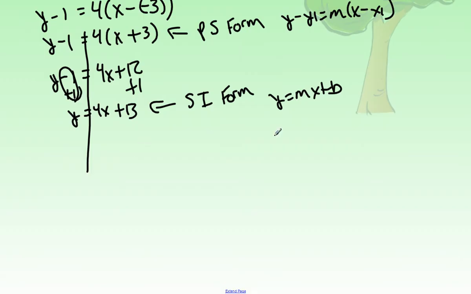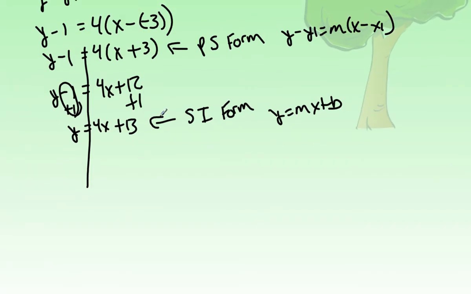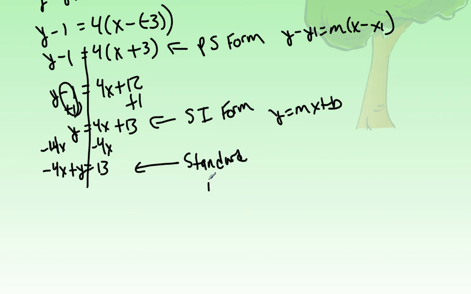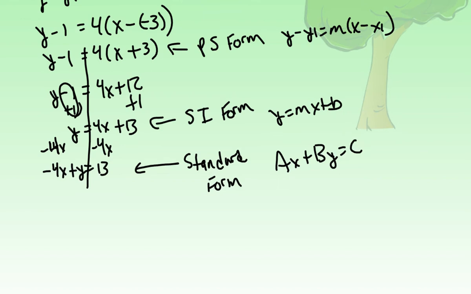And then finally, to change this into standard form takes one step. Get the x and the y together. So if I subtract 4x on both sides, there we go. We get negative 4x plus y equals 13, and that is standard form, which looks like ax plus by equals c.